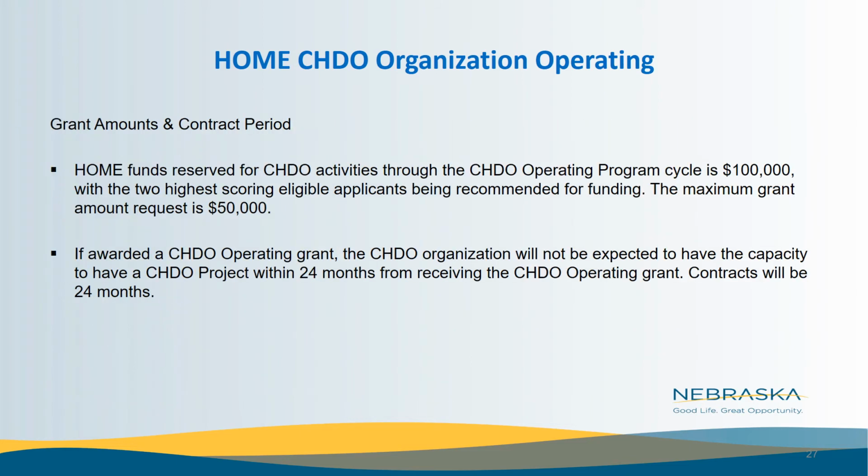So your contract amounts and contract period, the HOME funds reserved for the CHDO operating program is $100,000, with the two highest scoring eligible applicants being recommended for funding. The maximum grant amount request is $50,000. If awarded a CHDO operating grant, the CHDO organization will not be expected to have the capacity to have a CHDO project within 24 months from receiving the CHDO operating grant. Contracts will be for 24 months.